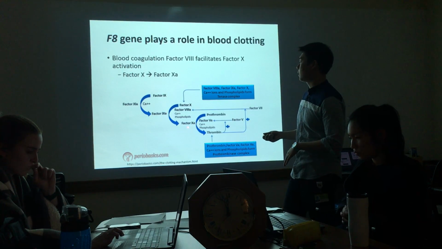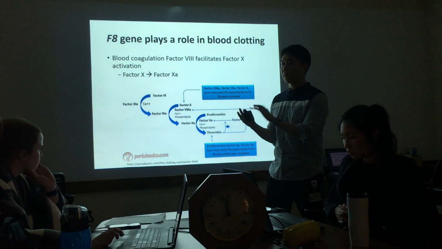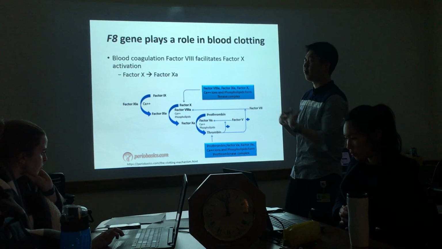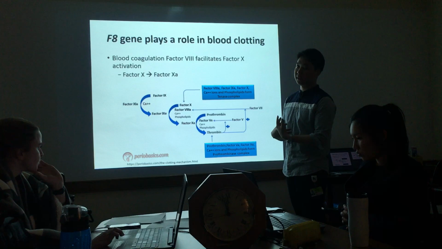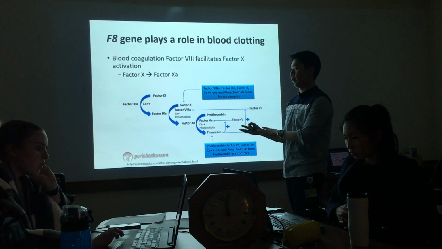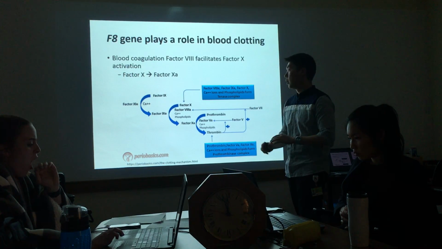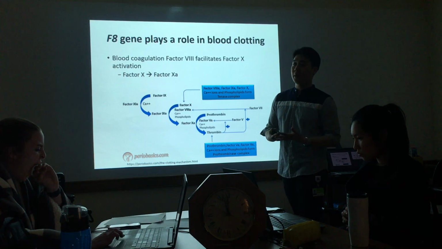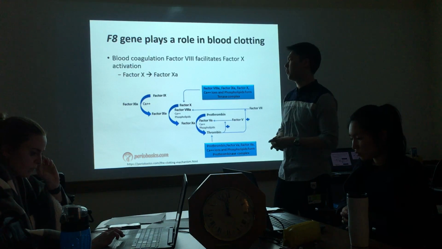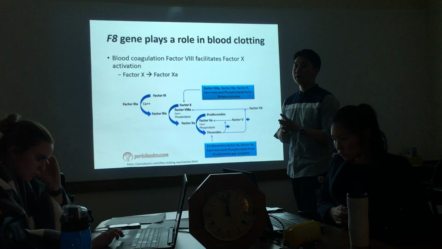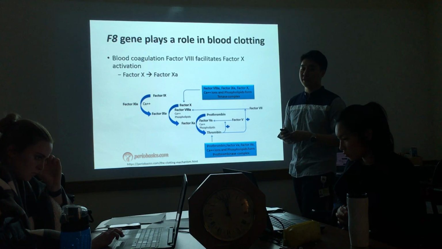Once factor 10 is activated, it helps to change the molecule prothrombin into thrombin, which helps in activation of the protein F8. So basically, if the F8 protein is not present in the system, it does not help in clotting, or it decreases the efficiency of clotting.